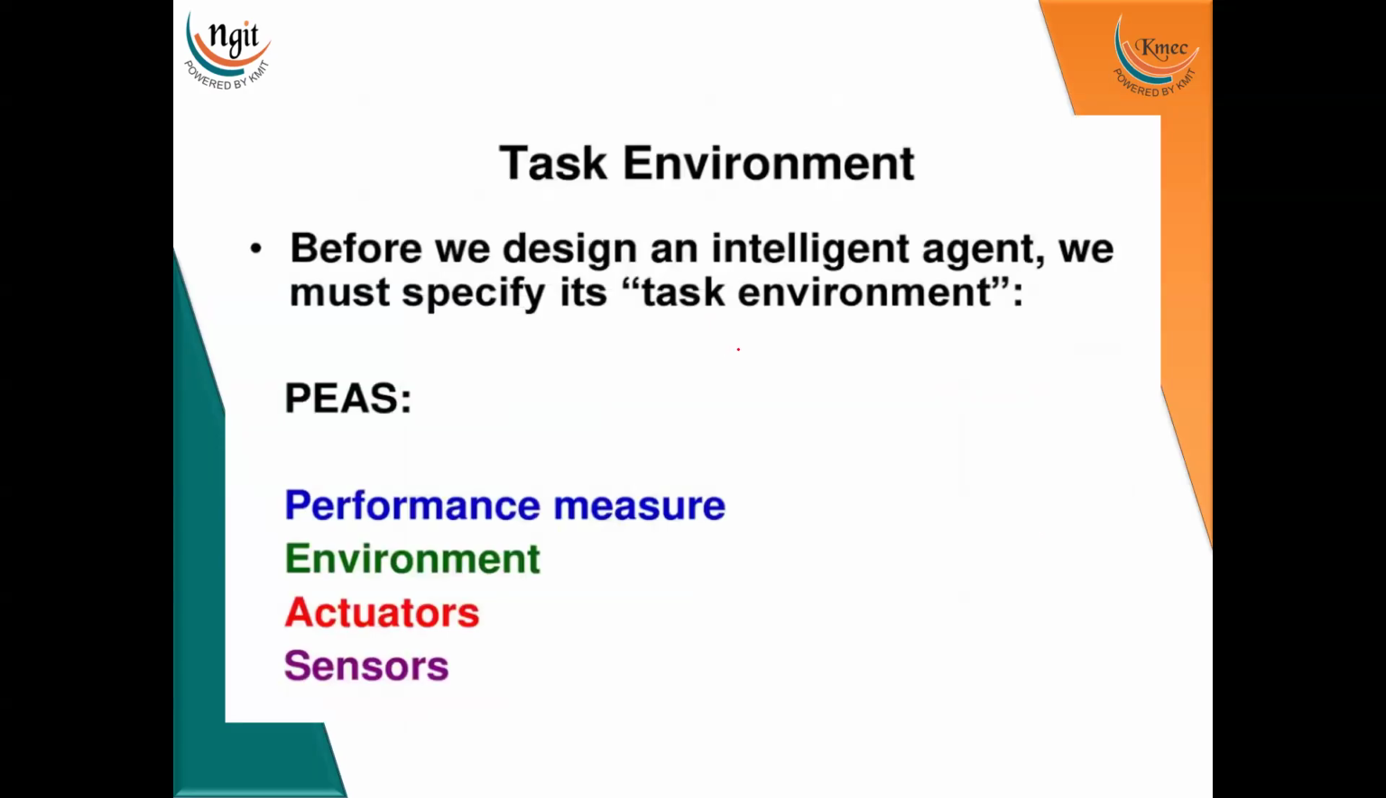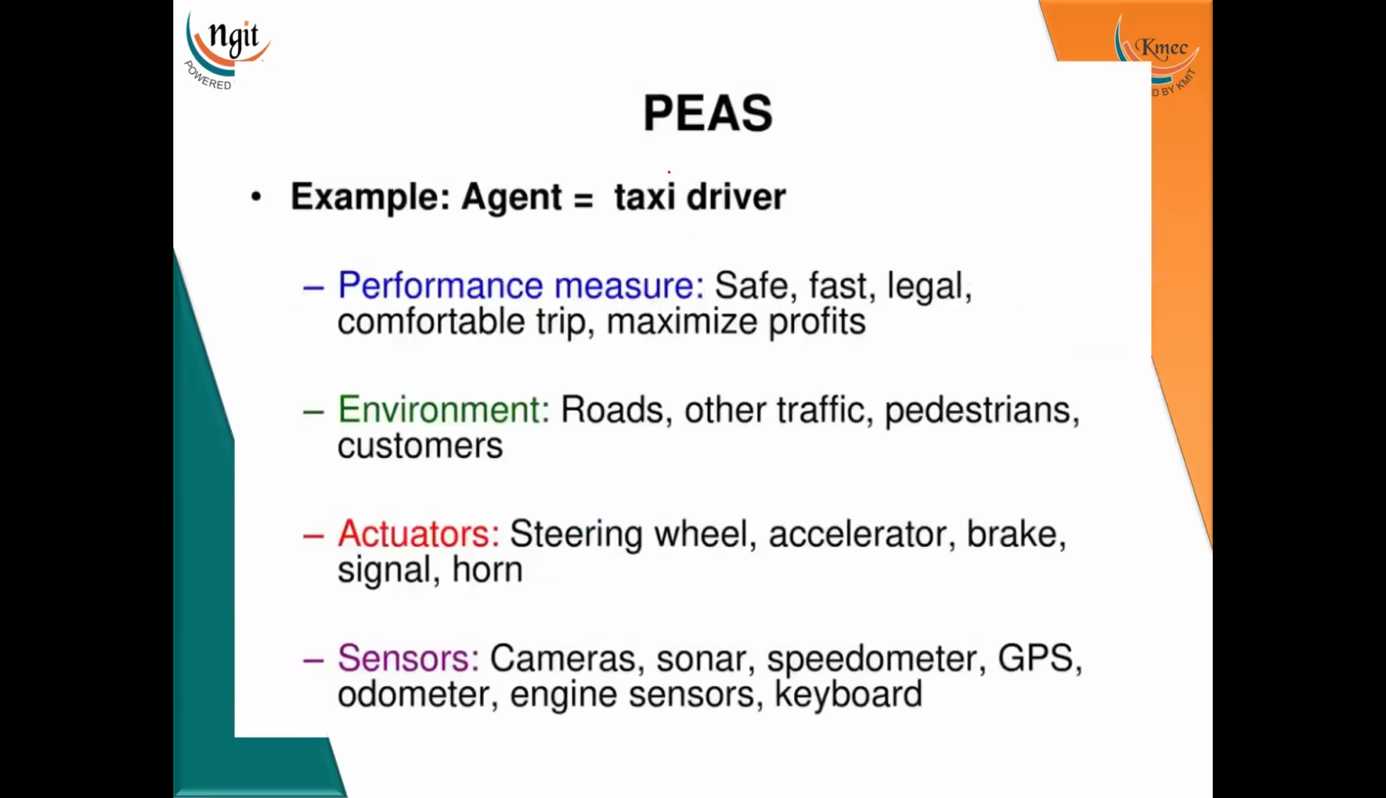And there is one more important thing about this agent, that is we must specify the task environment. An agent can be measured by four terms, which we call PEAS: performance measure, environment, actuators, and sensors. We already discussed all these things. So when we take these, let us define the agent as a taxi driver. What is its performance measure? He should drive safe and fast, follow legal rules, give a comfortable trip, and maximize his profits. These all come under the performance measure.